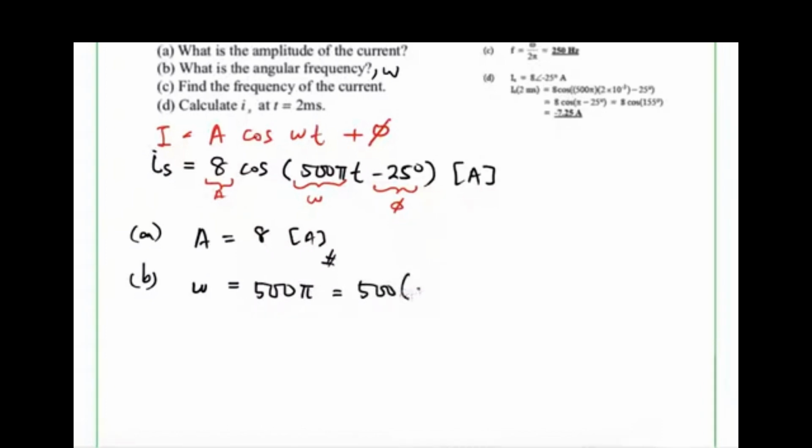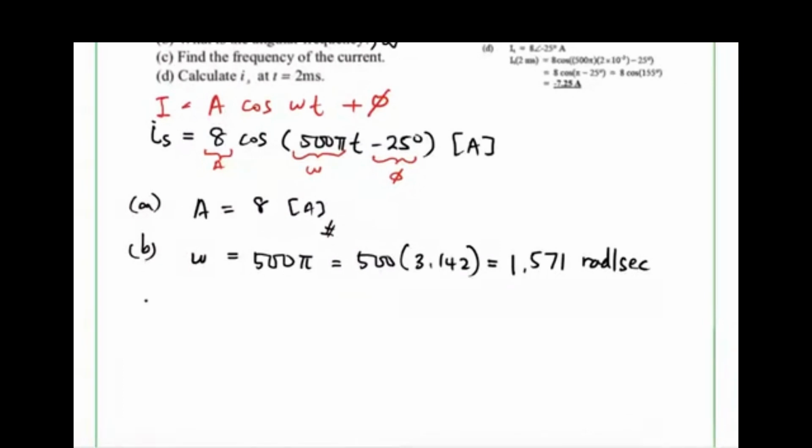500 multiplied by 3.142, or you just take the pi value from your calculator. If you take pi equals 3.142, you get the angular frequency omega as 1571 radian per second.